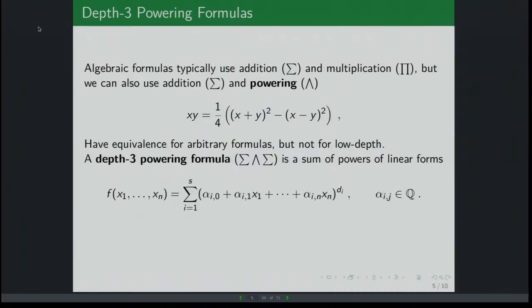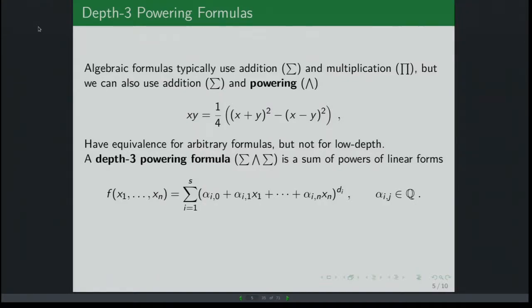So if we write it out, we have a polynomial f of x, it's going to be x1 up to xn. We're going to have a big summation gate, sort of s things here. And then we take a linear form, and we take it to some power. And we're sort of thinking of this power as maybe like polynomial in n, like n squared or 10 or anywhere in between. And we have these constants coming from our field. So you have a sum of powers of linear forms.